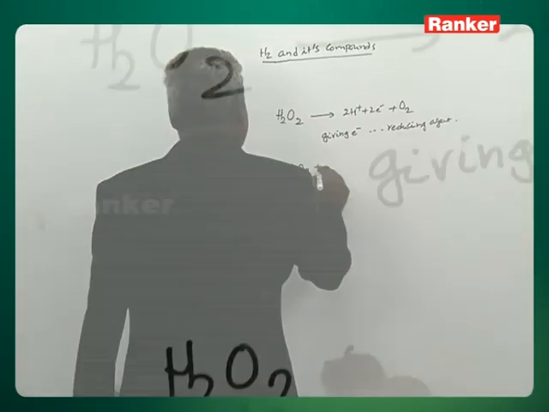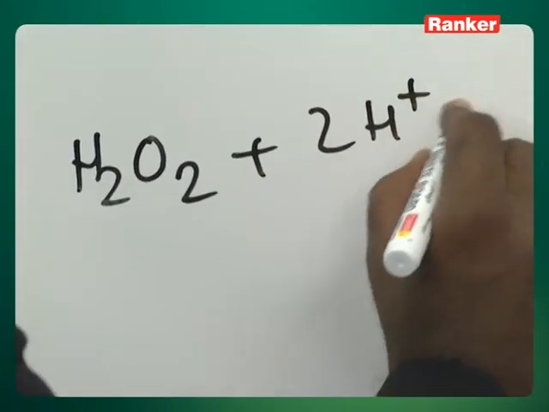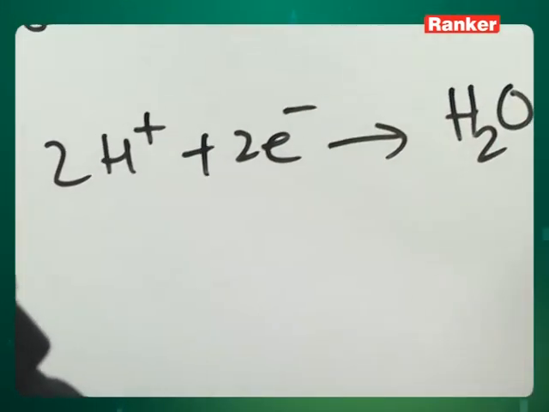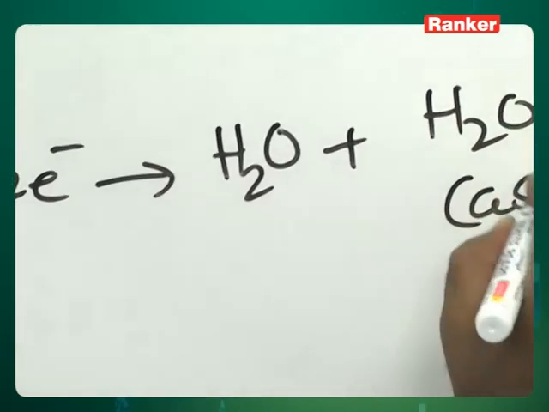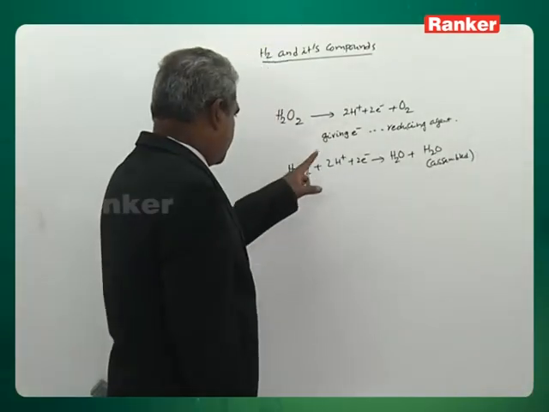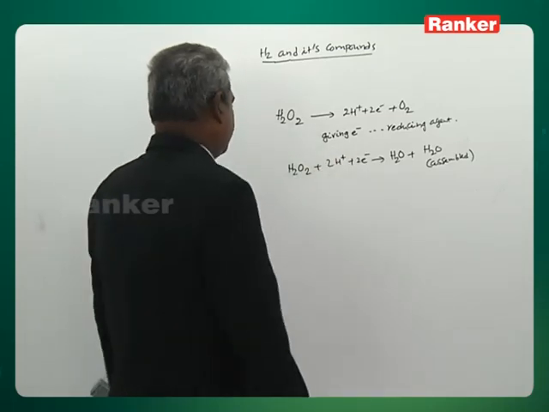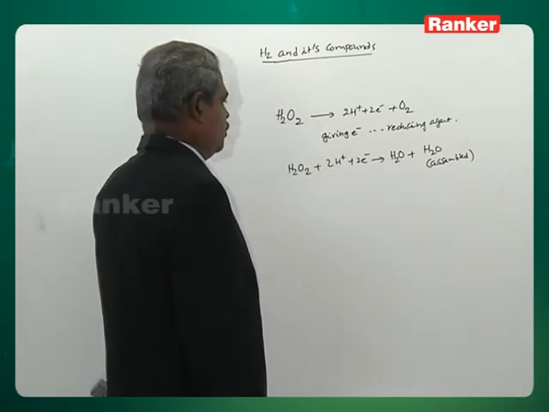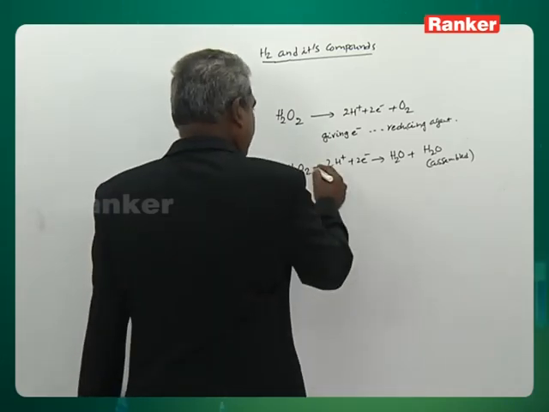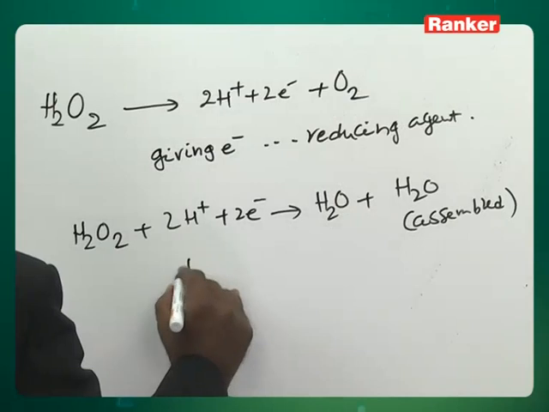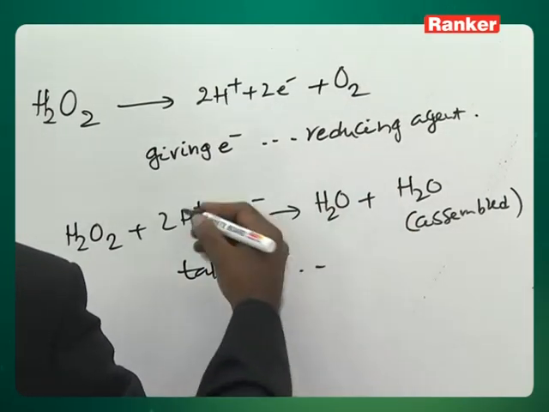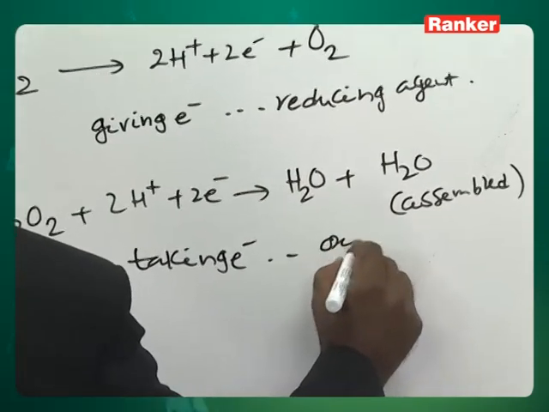Next, H2O2 can take 2 protons and 2 electrons once again to become H2O plus H2O assembled. The one we have seen earlier. This oxygen, these protons and these electrons assembled, H2O plus H2O. So what is H2O2 doing here? Taking electrons, the opposite. One who gives is called a reducing agent, one who takes is called the opposite, an oxidizing agent.